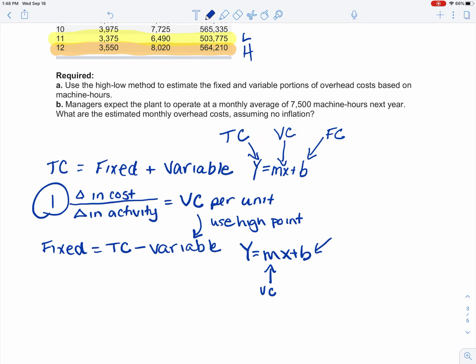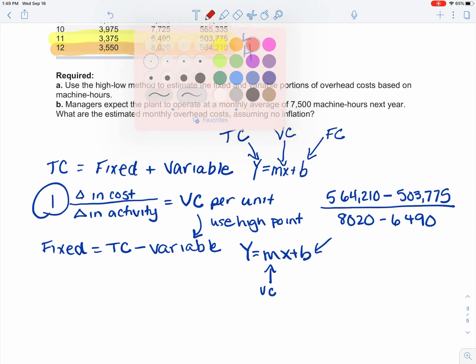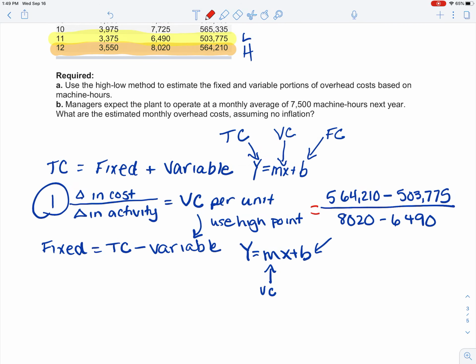So what I'll do with this information is plug it in to my first equation here to find that change in cost over change in activity. So my total cost is 564,210. I'm going to subtract out the 503,775, and I'm going to put that over my change in activity. 8020 minus 6490. And again, this is going to give me my variable cost per unit. So my variable cost per unit is going to be, let me find that. I didn't do that one fast enough.